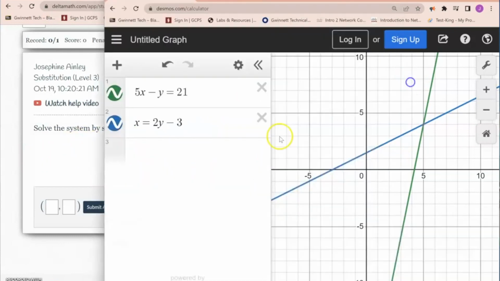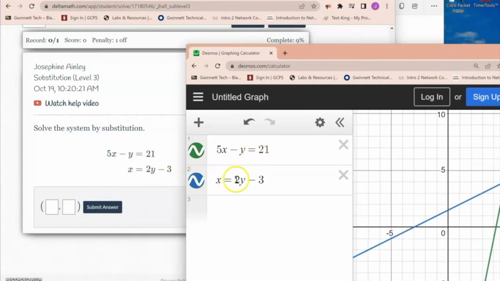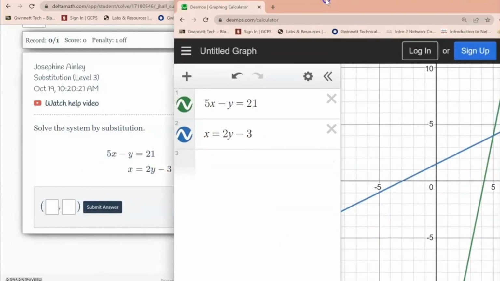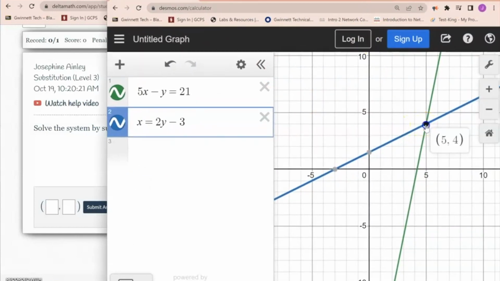All right, once you're sure you have copied it correctly, so compare your two equations, make sure that it's exactly the same. The solution is always going to be the intersection. So you can literally just click on it on Desmos and it'll tell you what it is. So my solution is 5, 4.